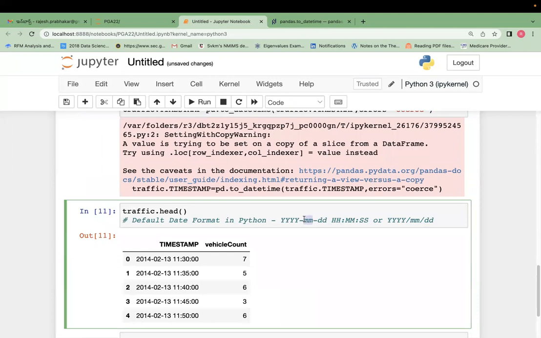Capital M means short form, three-letter, like JAN. Capital M means full name. So it would read that data, and it will also read that.